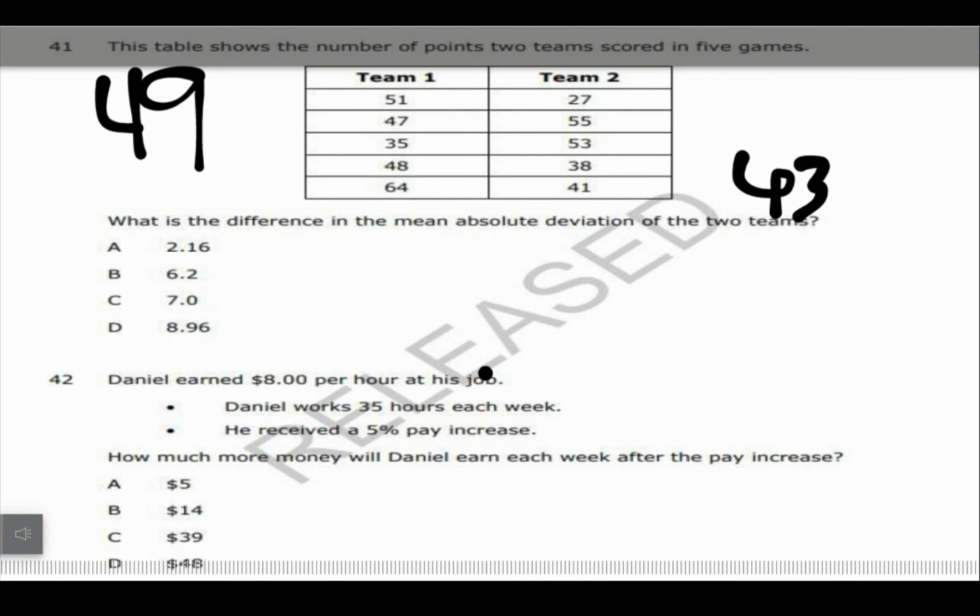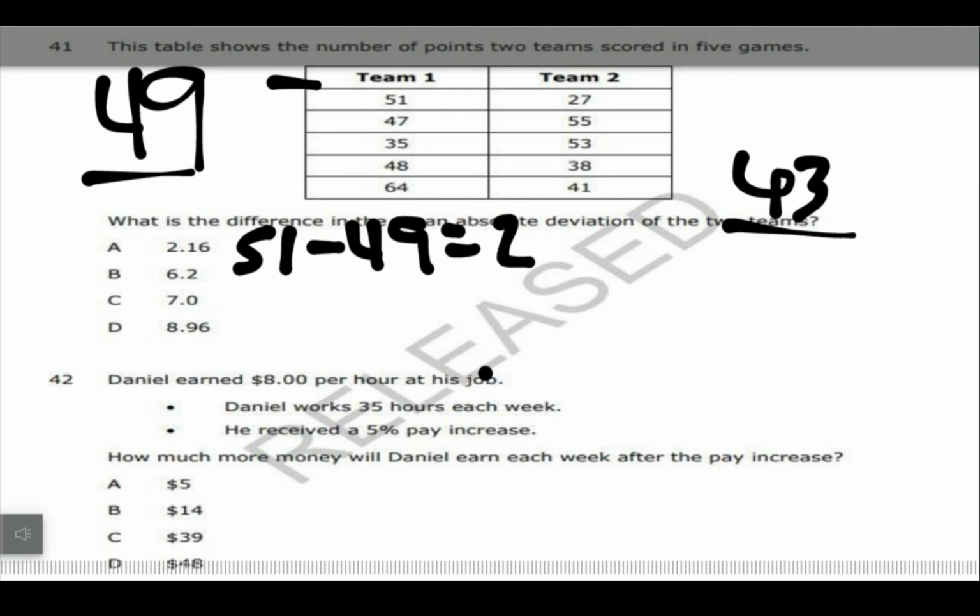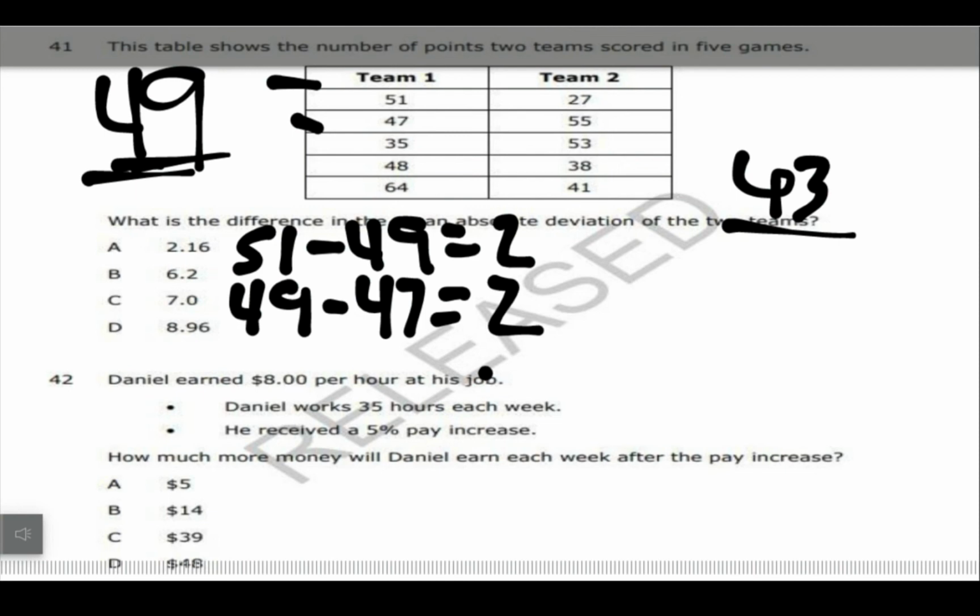Now the second step is to take these mean numbers and subtract them from each number in the set. Let's do team 1 first. 51 minus 49 is 2. Remember, when the mean is higher, we want to flip the order so I get positive. So I want 49 minus 47 for the second one, which is 2. Then 49 minus 35 is 14.